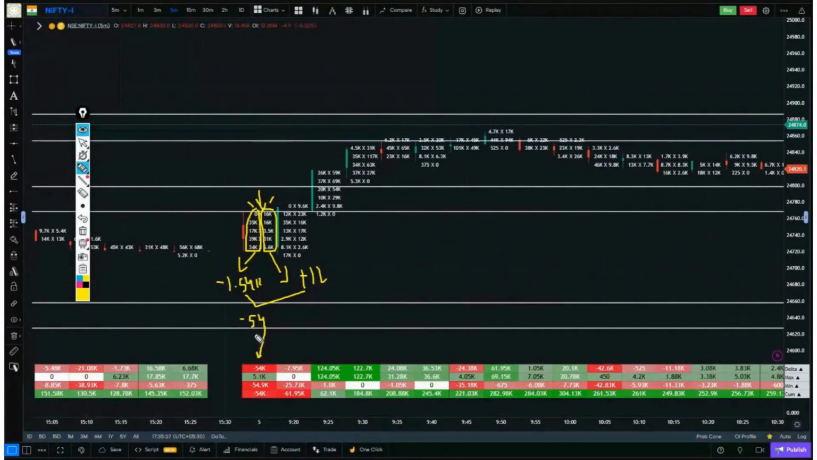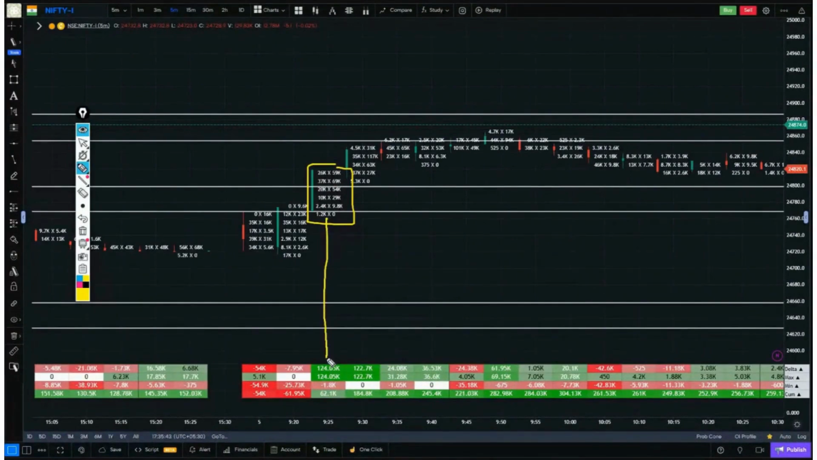Because there are more sellers, our value is inside the red box and there's a negative sign. We also call this negative delta. Negative delta equals sellers, just like this candle. In this candle, there are more buyers because the value is inside the green box and there is no sign of any negative. So that means it's a positive delta. Positive delta is equal to buyers.